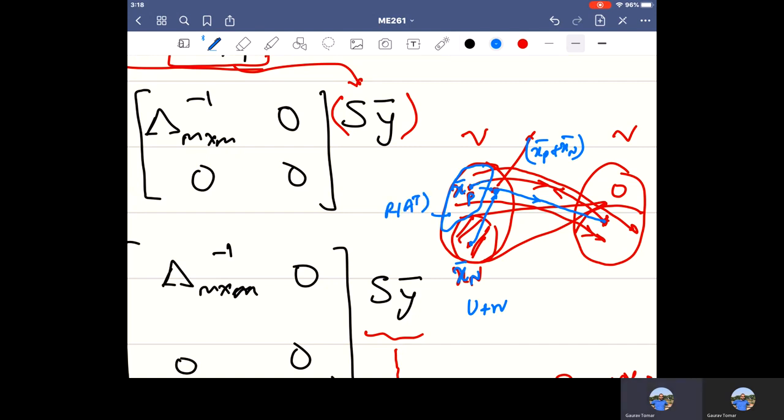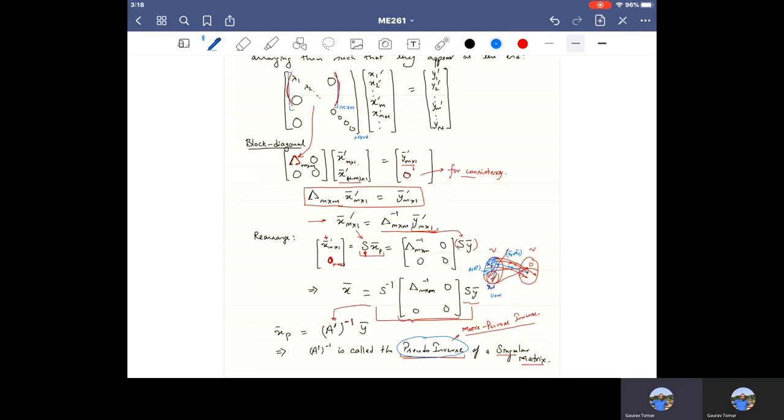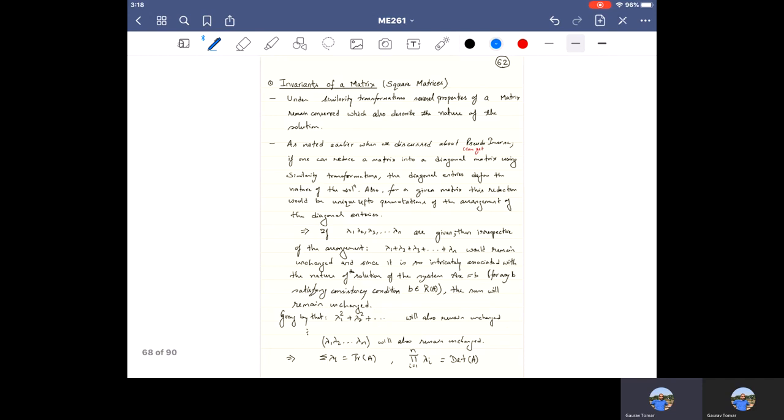So if we remove these set of vectors which are obtained by linear combination of xp and xn, then you are left with this part of the domain which is getting mapped to only one vector. And then it's easy to say that there is an inverse. That's the inverse that we talk about in this case of pseudo inverse. So this is the way one can obtain a particular solution.